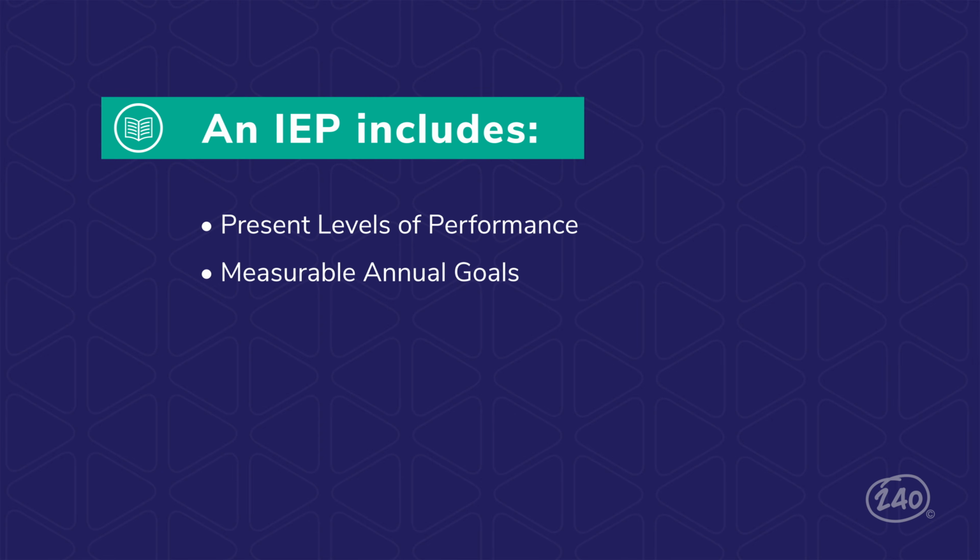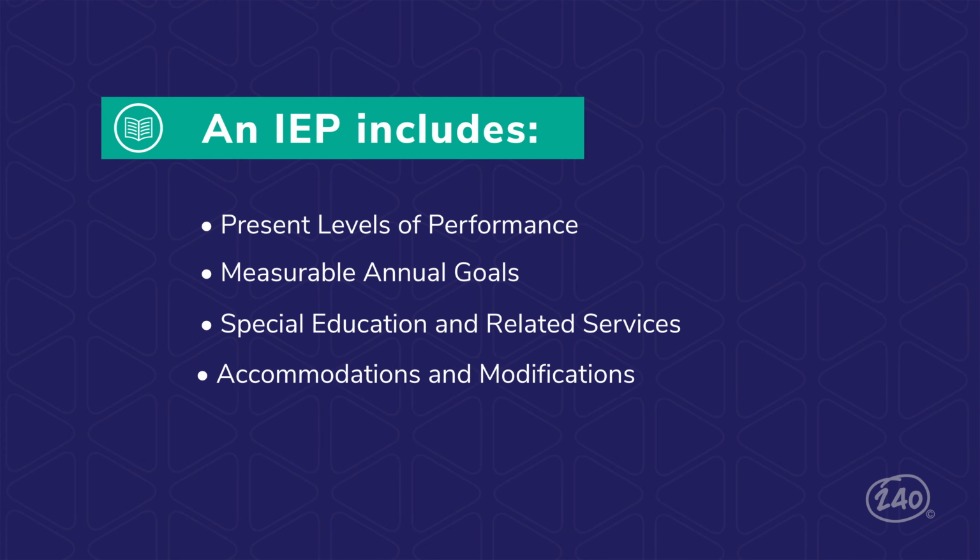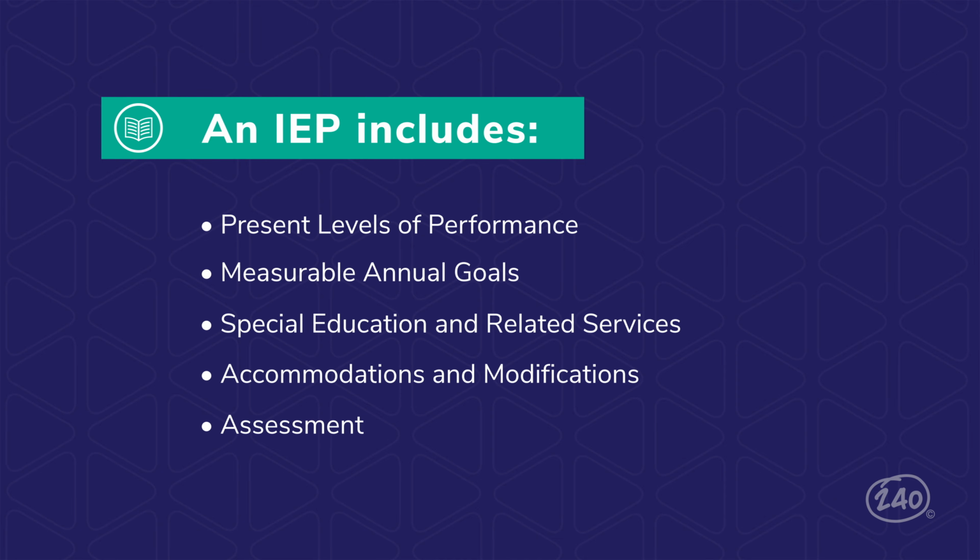Measurable annual goals, what the student should be achieving in a year. Special education and related services, the type and amount of services that will be provided. Accommodations and modifications, adjustments that are needed for the student to succeed. And finally, assessment, how the student's progress will be measured. Understanding each section of an IEP and how to use the data is crucial for providing effective support.